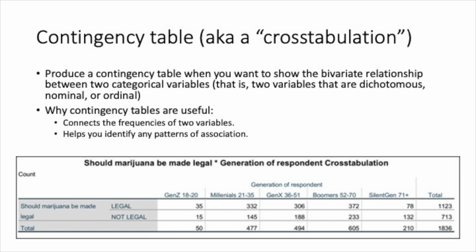So, for example, if we look at Gen Z, which is ages 18 to 20, we see that 35 people in our sample said that marijuana should be made legal, and 15 said it should not be made legal. And then we can go across and we can look at millennials, Gen X, and so on. Right? So this is just giving us the number of cases in each cell, and then it's totaled on the bottom. For Gen Z, we have 35 legal, 15 not legal, and then the total there, 35 plus 15, is 50. Okay, so this is one example of a contingency table.